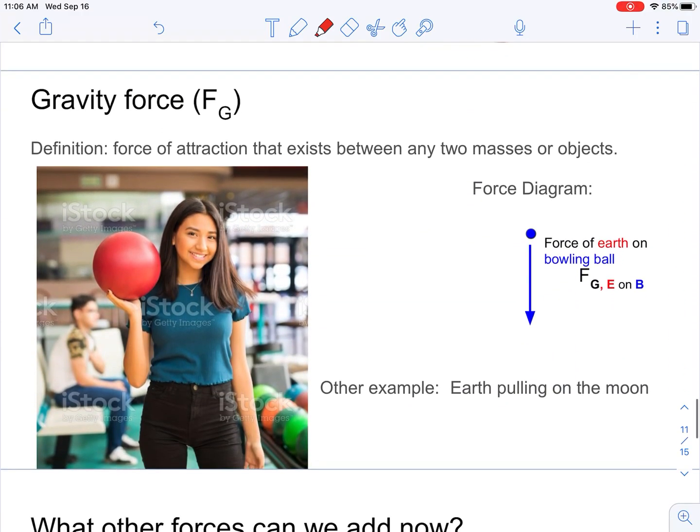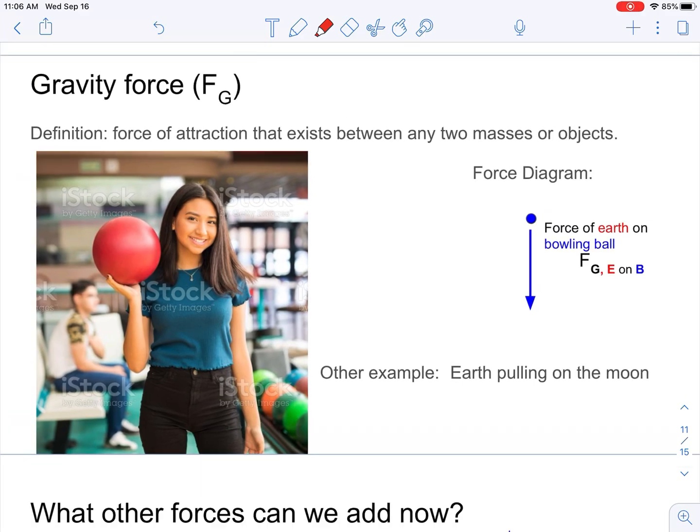They're not touching, and that's what makes magnetic force a field force. The one field force that we'll discuss today is gravity. Gravity force, often also called Fg, is the force of attraction that exists between any two masses or objects. So we have this girl holding the bowling ball. And what are the forces acting? How can we show the gravitational force acting on the ball? We can show it as a downward force, and we can call it force G of the Earth on the ball.